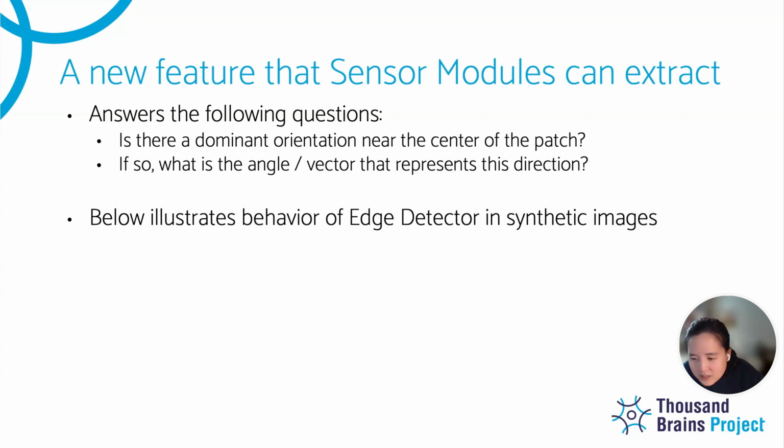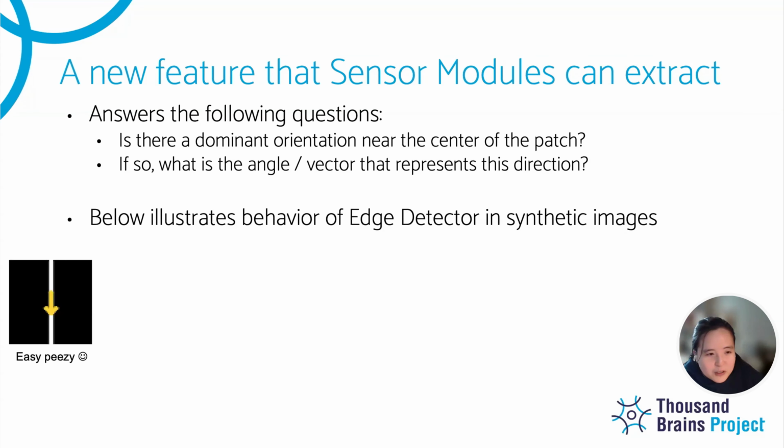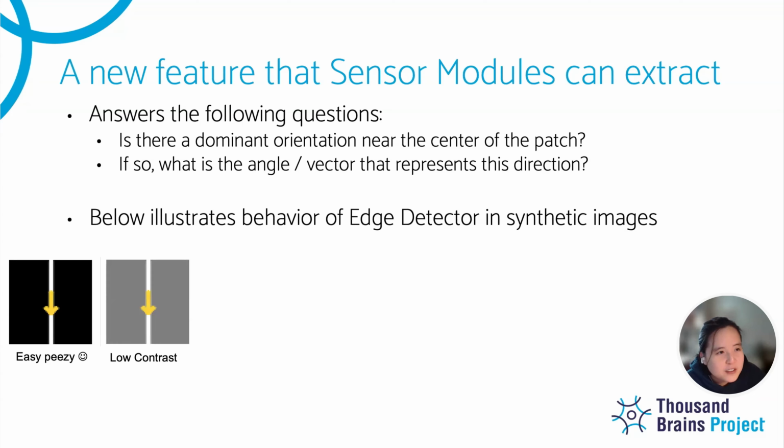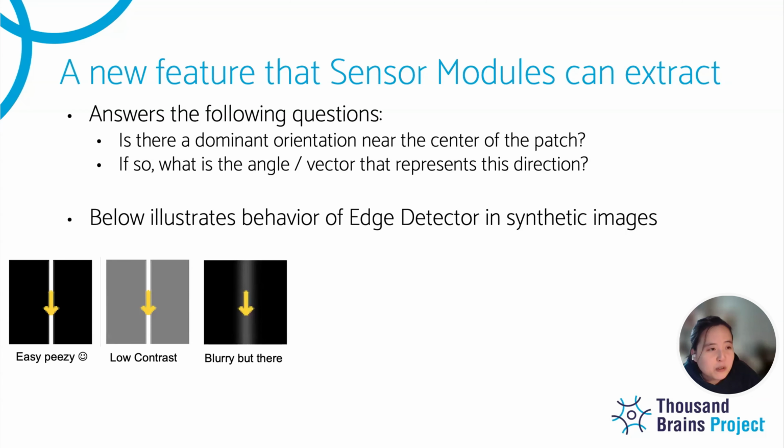And yeah, so just to give you a sense of behavior, if you have a simple black patch with a straight line, it's easy to detect. It can be a little bit low contrast, still very easy to detect. It can get blurry, it will still detect it.